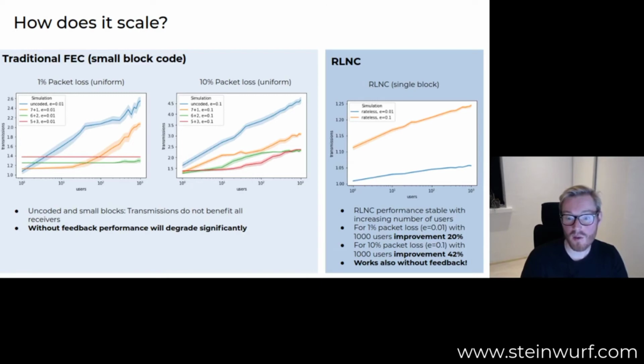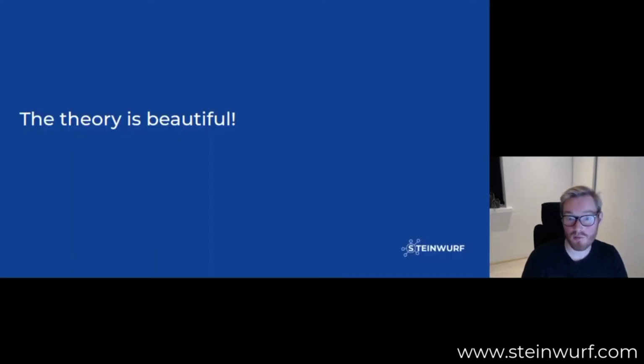So the theory here is really beautiful, right? Implementing OTAcast on top of a single block RLNC code definitely seems like the right approach in order to build this really efficient system. So let's see what happens when we try to implement this.